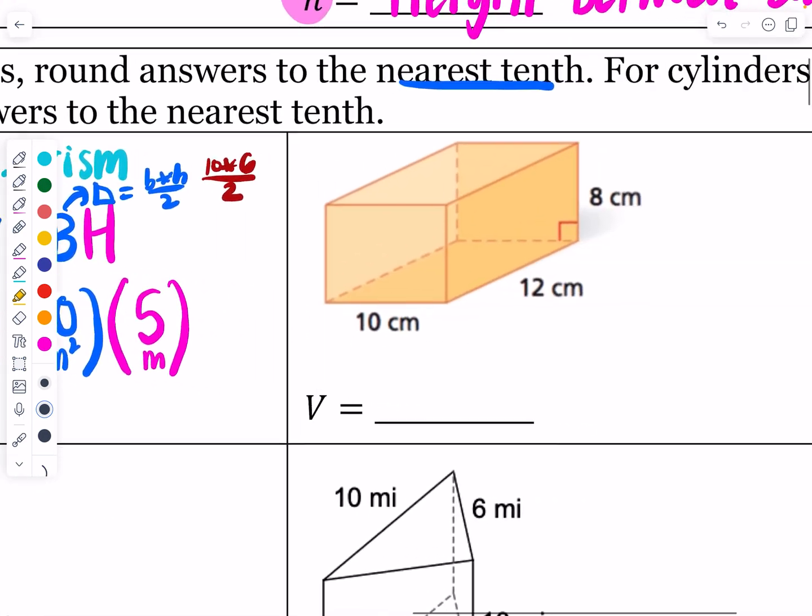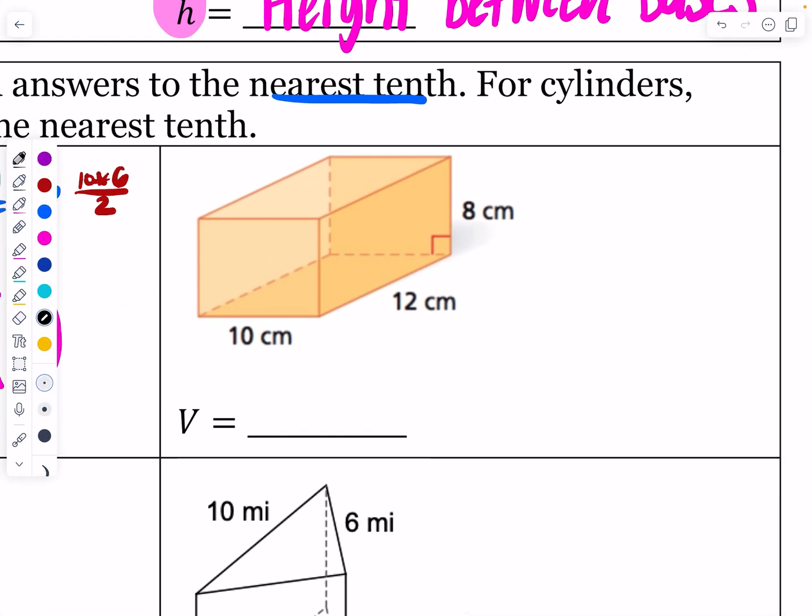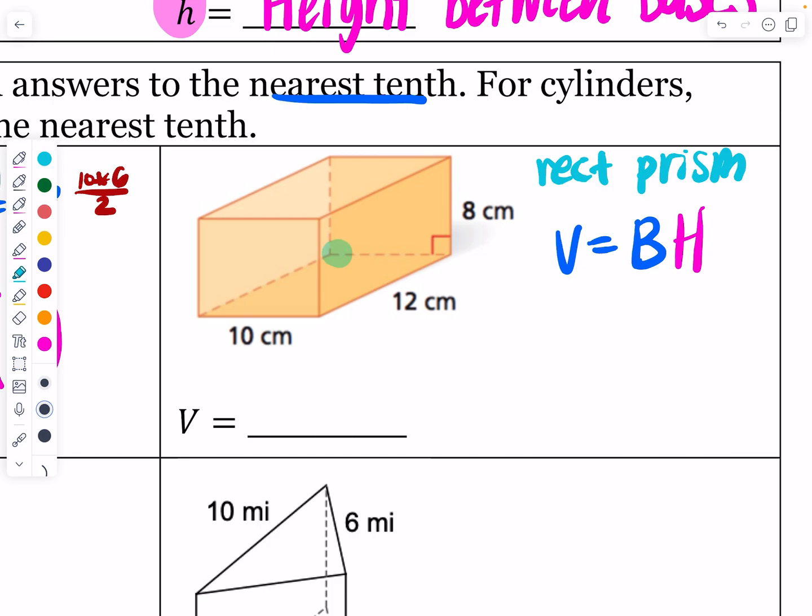Okay. Now let's go to this next problem. Now we are back to a rectangular prism. And so my formula is going to be volume equals base times height. Okay. And so we can use any parallel congruent faces as my bases, but I'm going to use these two.